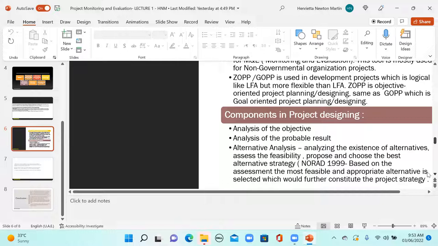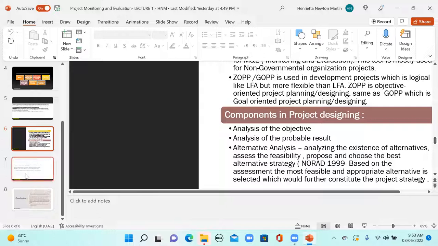Rather than waiting for the last moment, when the problem occurs, they prepare a contingent plan based on the experience of such projects. What is the possibility, what is the probability of any kind of problems that may exist there?